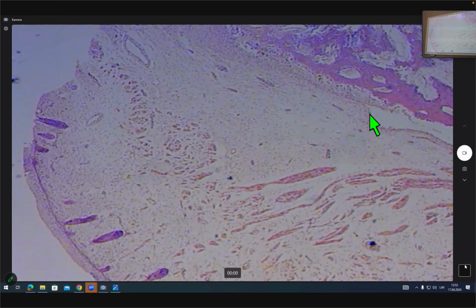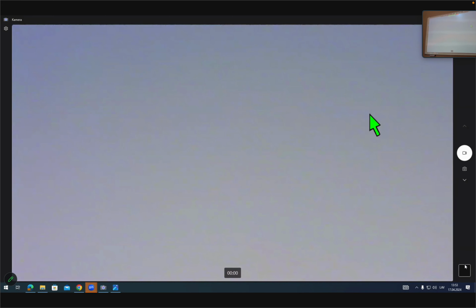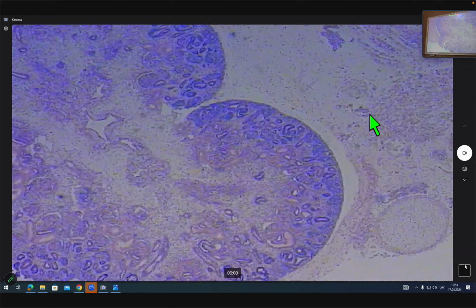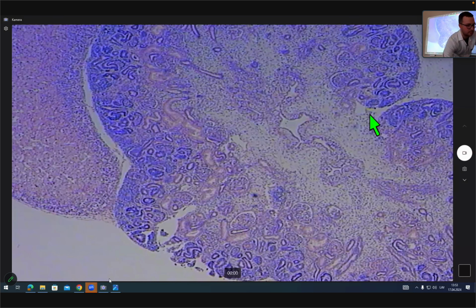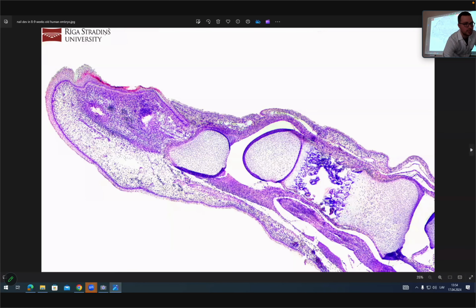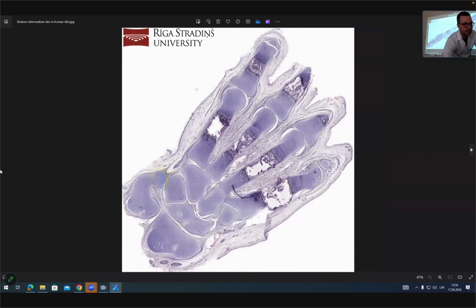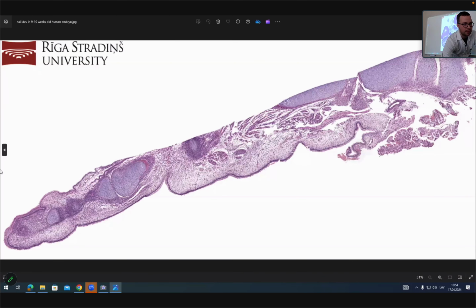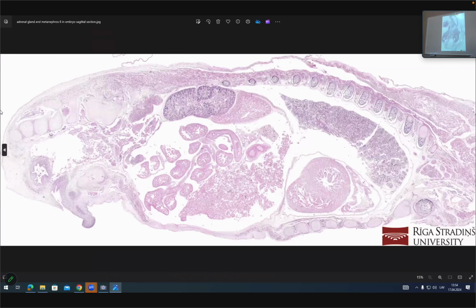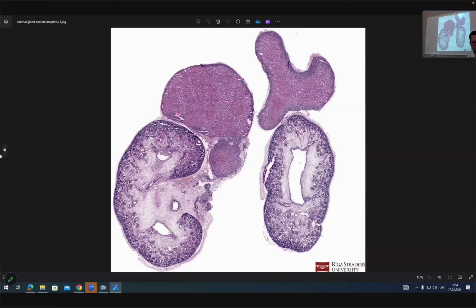Okay, final slide, development of adrenal gland and metanephros, weeks 11, 12. That's the final slide. Let's carefully go through it. So again, I will start with the pictures. So slide name, development of adrenal gland, the metanephros, weeks 11, 12. So you have different slide pictures.